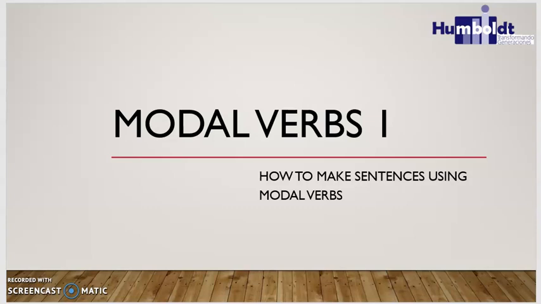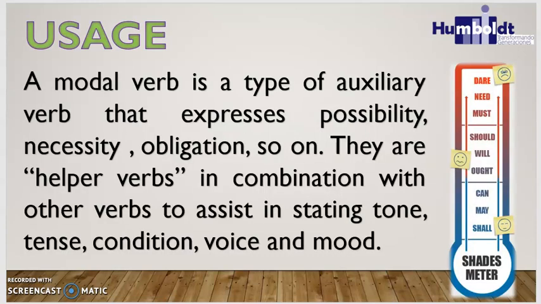Welcome to my channel. Today we are going to study another English topic, especially the modal verbs 1. Okay, how to make sentences using the modal verbs. So let's start with the most important characteristics. A modal verb is a type of auxiliary verb that expresses possibility, necessity, obligation, and so on. Okay, they are helper verbs used in combination with other verbs to assist in stating tone, tense, condition, voice, and mood.